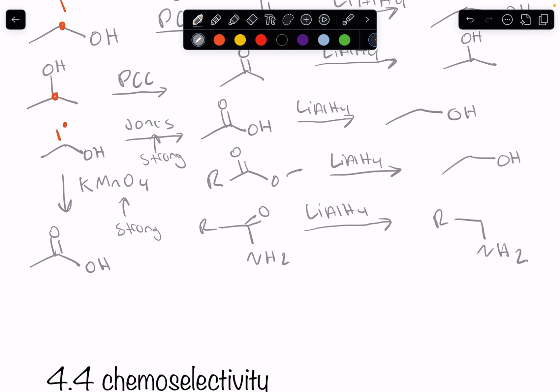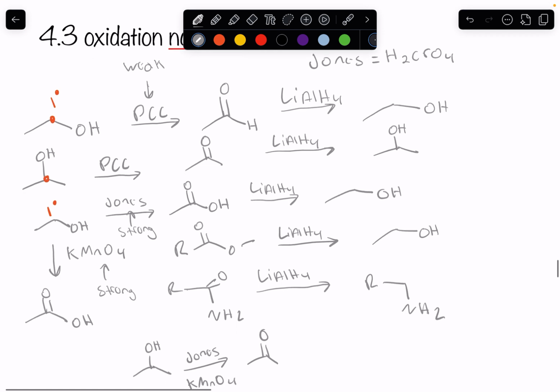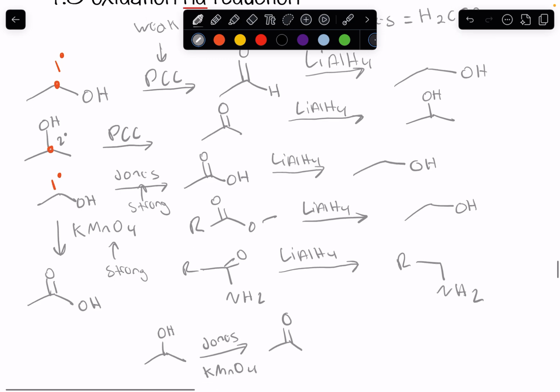So I know I showed it with PCC, but if we had a secondary alcohol with Jones, or again, it could be either, any of these both work, it will still make a ketone. Okay, so those are pretty much the oxidizing agents you need to know. So secondary to ketone, primary to aldehyde, unless you're using a strong oxidizing agent.